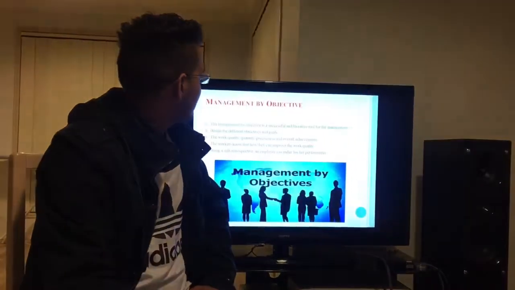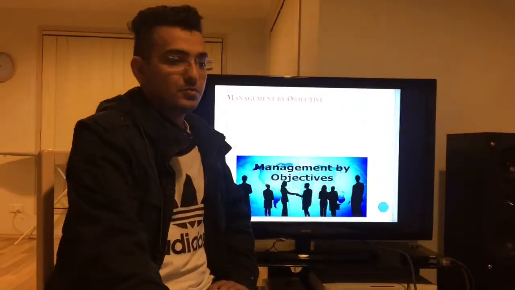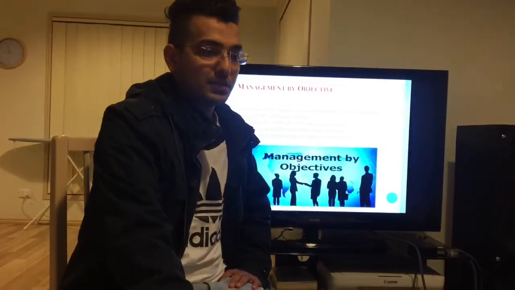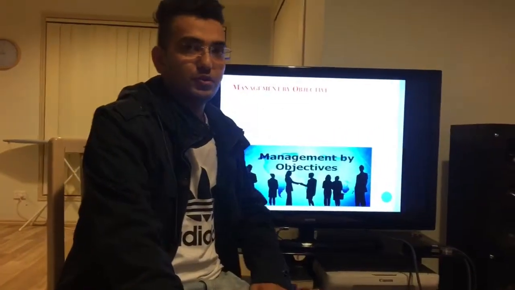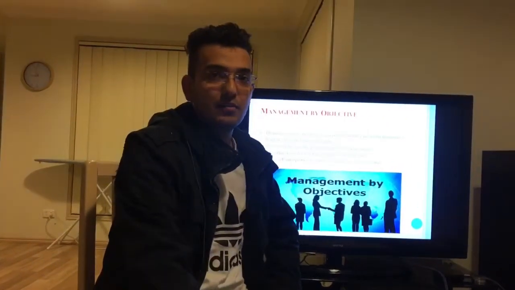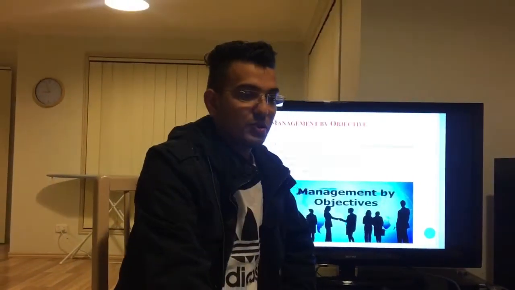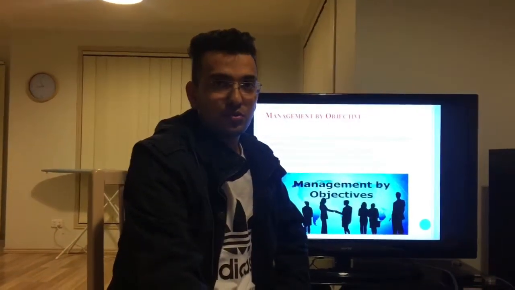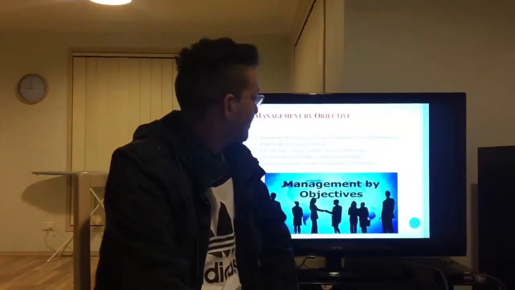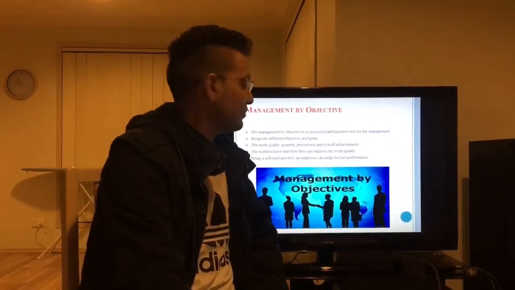Another slide. This slide shows management by objectives. What are the objectives of the management towards the organization? They design the different objectives and goals for the future. The work quality and quantity depend on the management and their goal. The workers know what they're going to do next and how they can achieve the organizational goal. Being self-introspective, an employee can judge his or her performance.